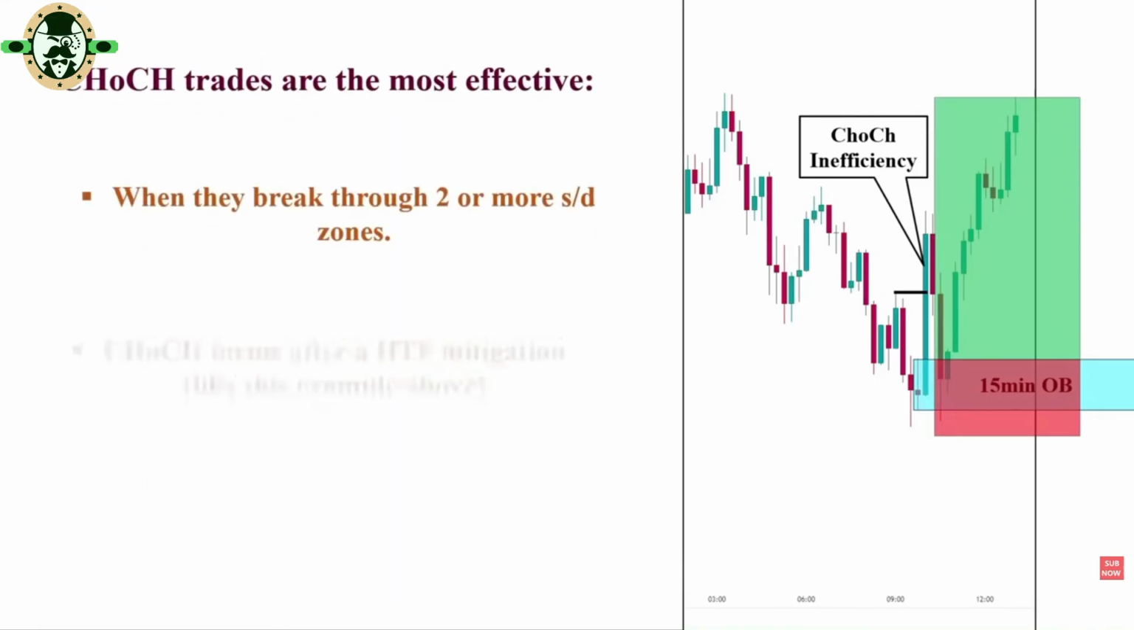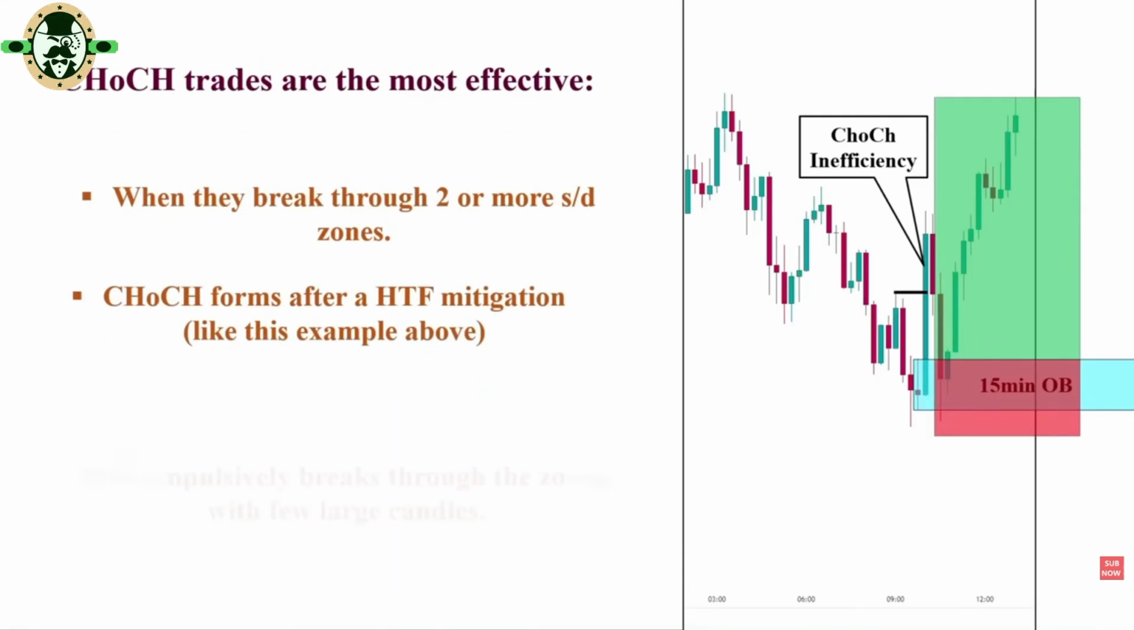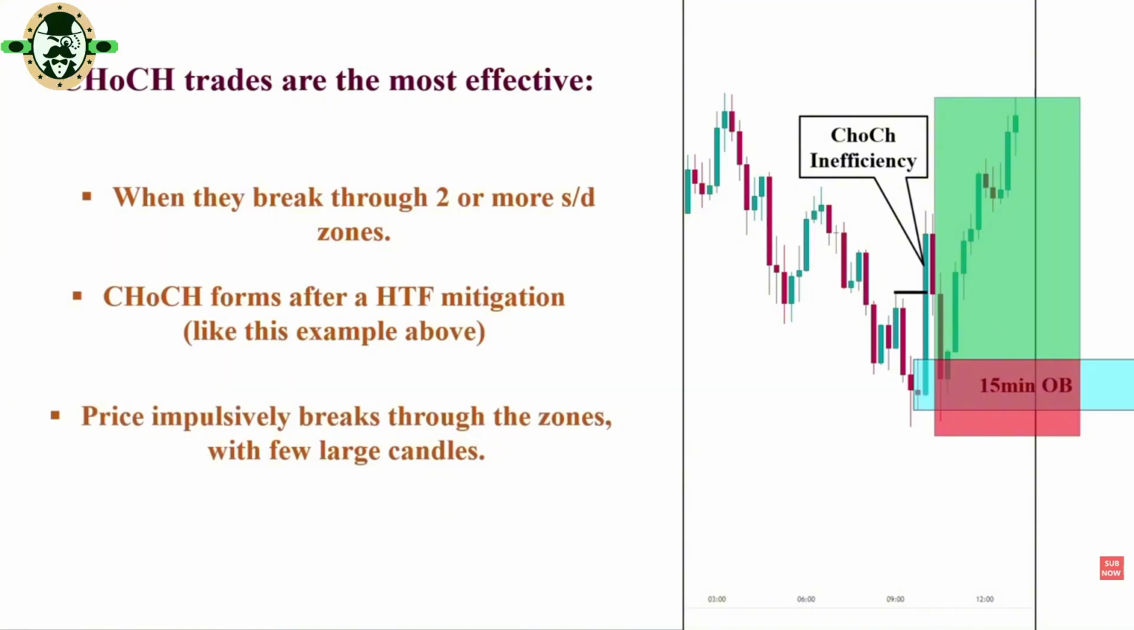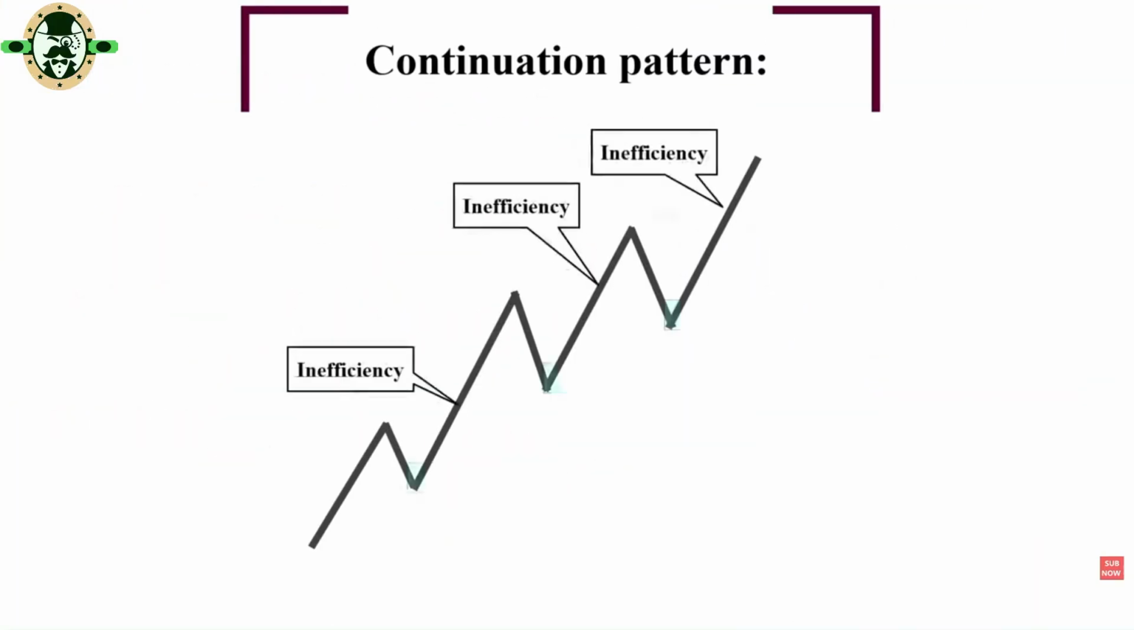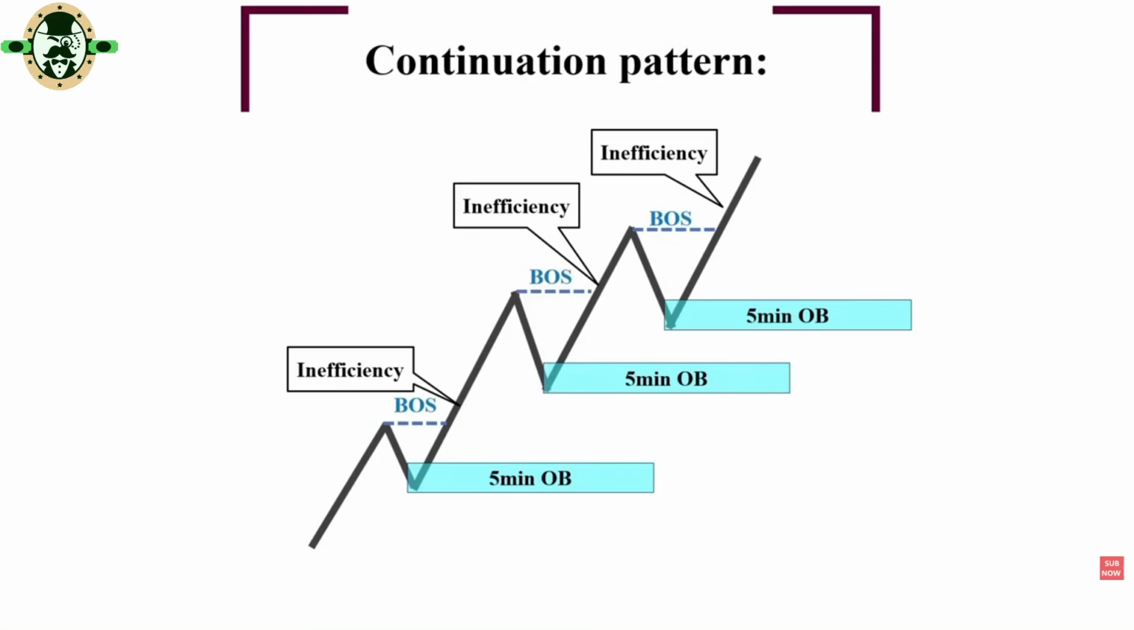The continuation strategy can give multiple entries, but the key to success is only trading when both higher and lower time frames align in direction. For example, we might see 2 losing trades before the trend continues, and the next order block produces a winning trade. The idea is to win bigger than you lose by managing risk carefully.